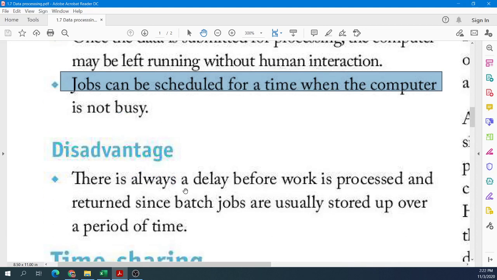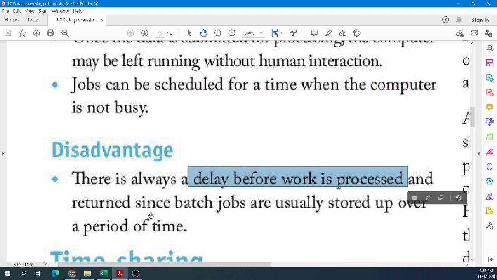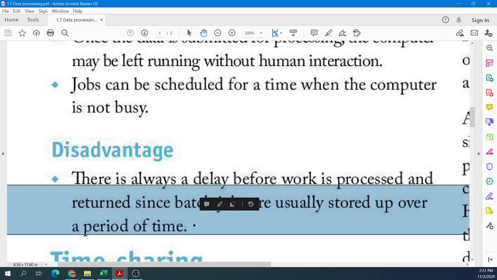But the disadvantage is that there is a delay before work is processed. So instead of getting the data right away, because sometimes you might want data right away, but with batch processing, you have to wait to get that processed data. So basically, there's a delay, and returns since batch jobs are usually stored up over a period of time. So the disadvantage is that you have to wait. There's a delay before you actually get that processed data.